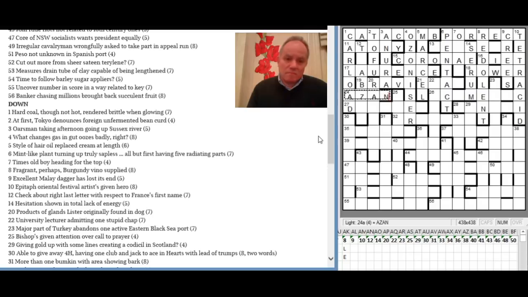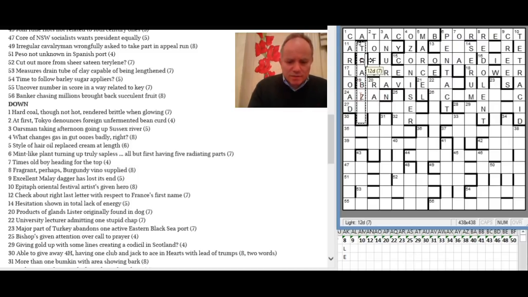Check, tab, possibly, about right. Last letter, Z, with respect to on. It's going to swap definitions with something. So we're going to find a French first name somewhere and a Turkish city. Look at that, 23 across. Major part of Turkey. No, 23 down. I haven't got any letters. Major part of Turkey, that is Trabzon. So we bring in the definition from 23, which is France's first name. Abandons one active eastern Black Sea port.